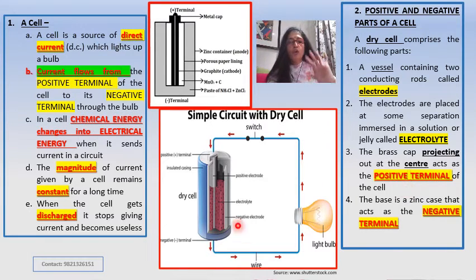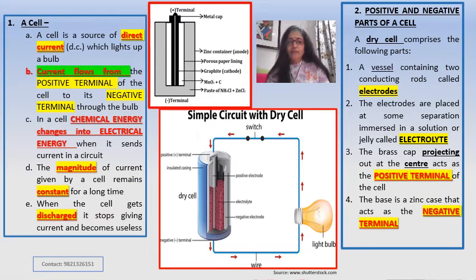So just remember this. Look closely at these pictures. Try to understand what the text is telling you. Learn these points up. They are the answers for your exam. What are the positive and negative parts of a cell? Here you are. What is a cell? Try to remember as many points as you can from here and write it. That's a cell. It's a source of direct current which lights up a bulb. And all these properties, and what the positive and negative parts of a cell are.